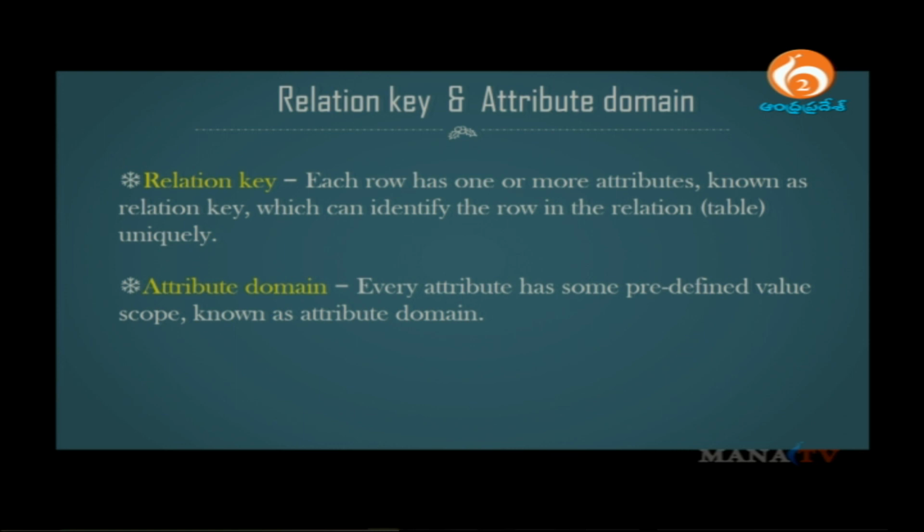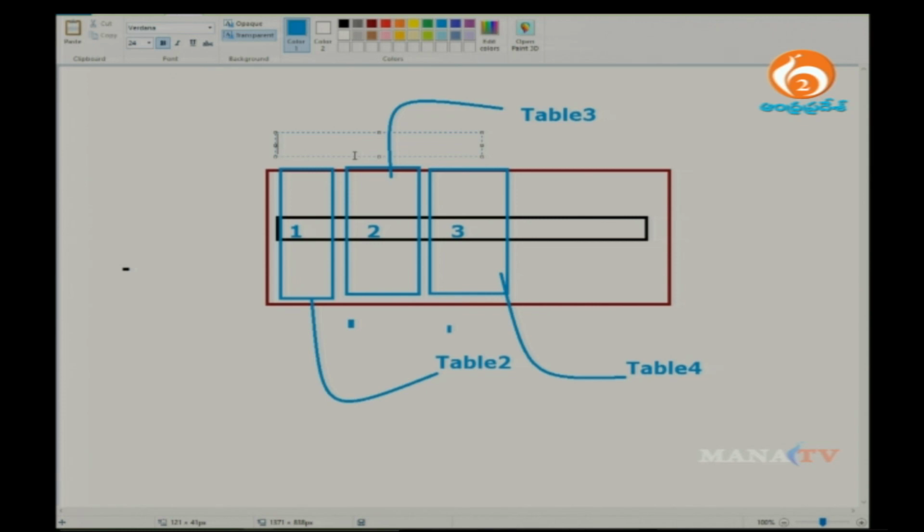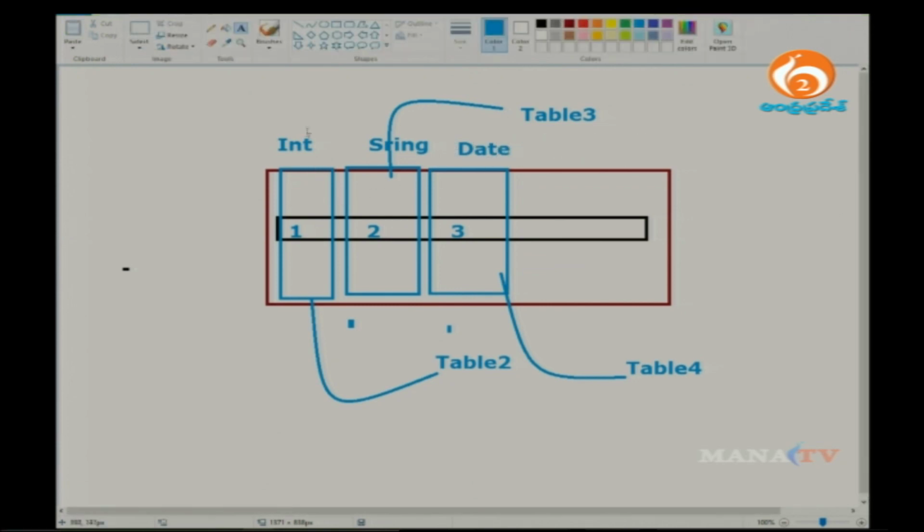Second one is attribute domain. Every attribute has some predefined value or scope, known as attribute domain. Predefined scope, see that every attribute has some predefined scope. So for example, let me say the same thing here. On this attribute I have defined some attribute domain, call it an integer domain. This one is string, and this one is date. Every attribute I am defining with some specific values here. One is integer, one is string, and one is date.